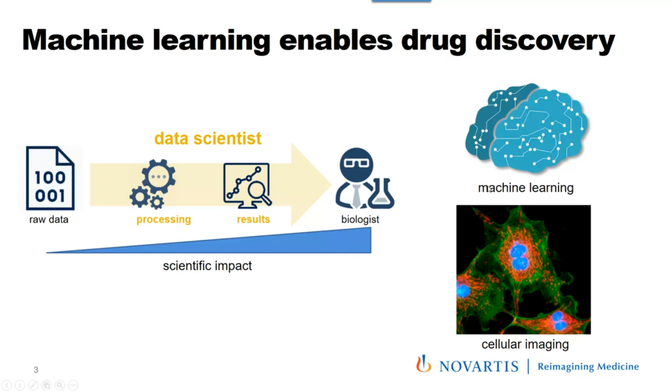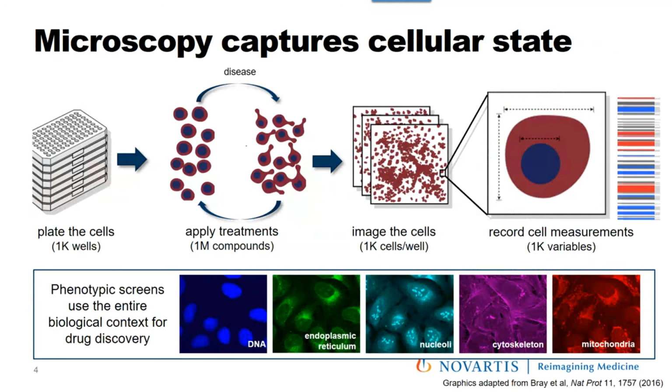So here is an overview of what we're using drug discovery to actually do. In this case, we take cells and place them into a small microwell plate. Each of these plates contains a small well, which contains a collection of cells, say about 1,000 cells per well. Each of these cells may be taken from a patient with a disease or from an animal model that represents a disease state.